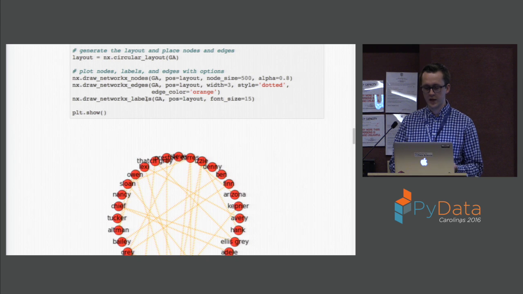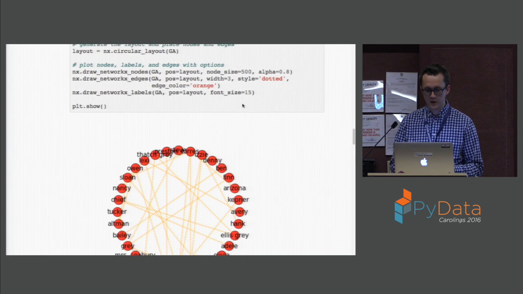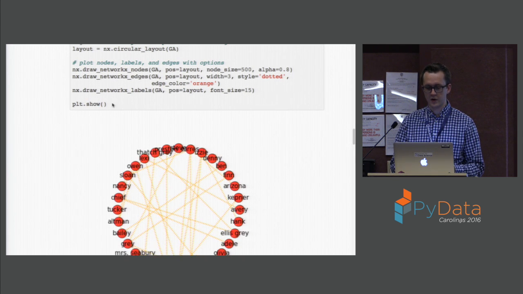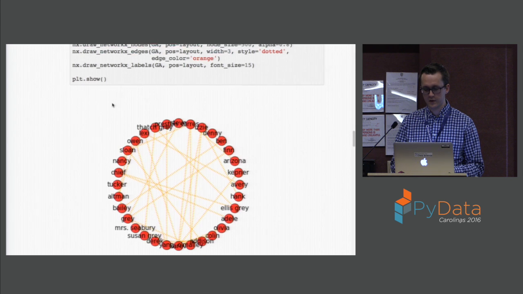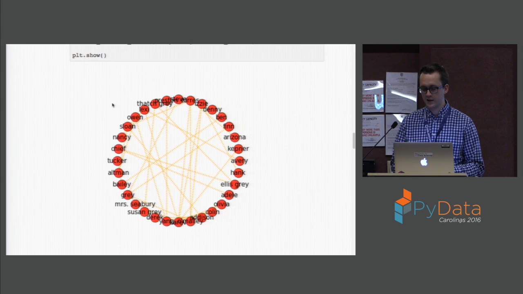And finally, we're going to draw the labels. Same style. The only thing we're going to change here is we're going to up the font size so that it's easier to see. And we're finally going to call the show method on our plot. That's what it looks like.